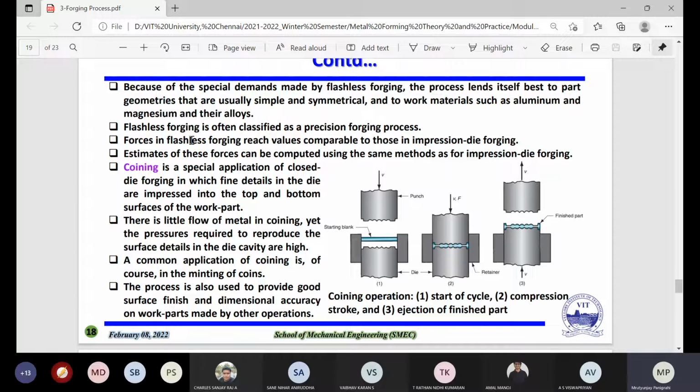If you have magnesium, your force will be different. For example, if you take the same die or the same size of material, one magnesium and one tungsten, both will be different. In magnesium you have to apply less force because it is a soft material, whereas if you work with tungsten, you have to apply a higher force because it is a hard material.